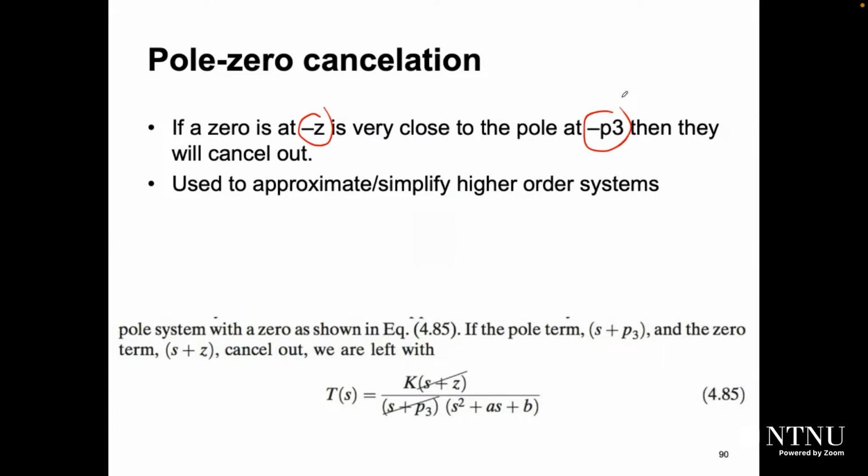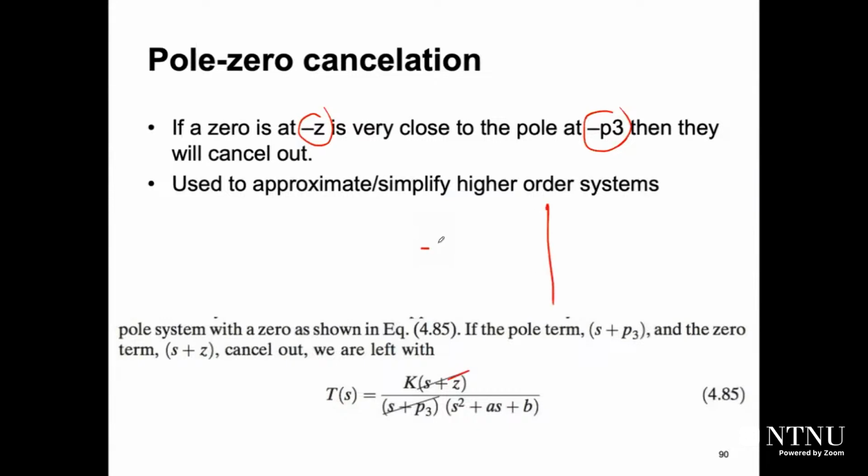So for example, you have a transfer function, and this transfer function is k multiplied by s plus z, divided by s plus p3 multiplied by s squared plus this one. If both are close to each other, you can just cancel them with each other, if z is close to p3.